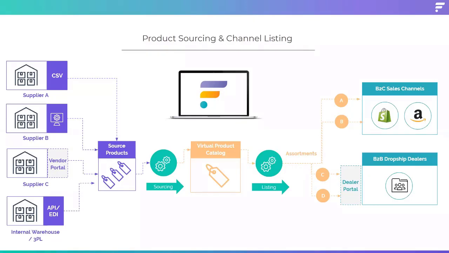And then once we have our virtual product catalog, we can build different lists and assortments of products that we want to push to our Shopify store, to our Amazon store, or to our network of B2B dropship dealers.